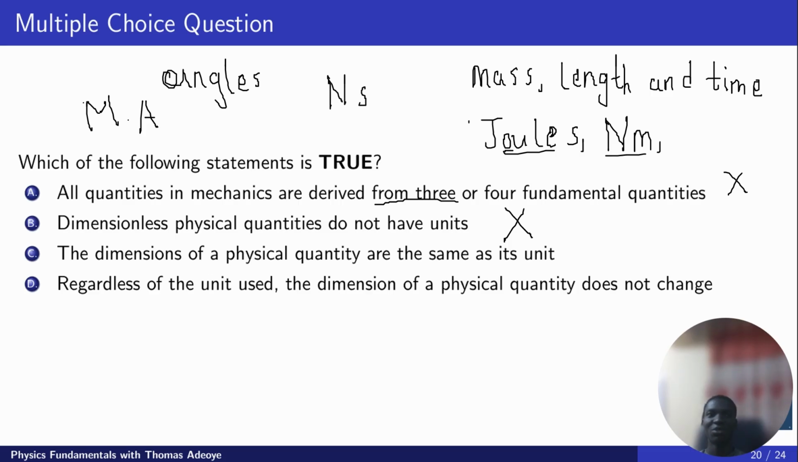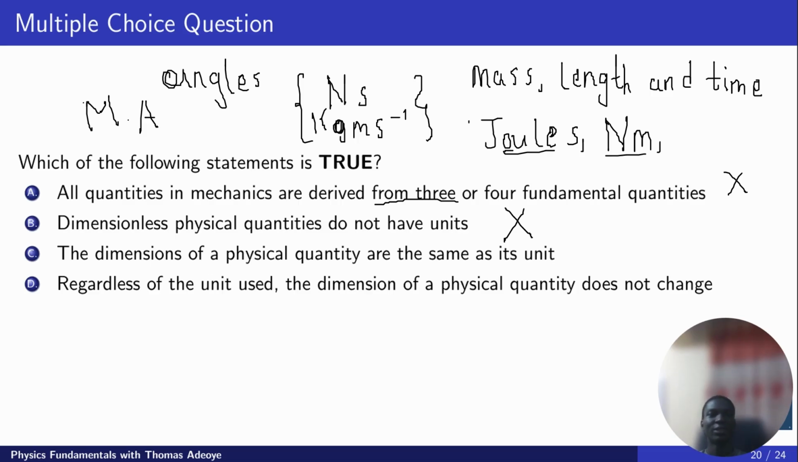Now momentum is mass times velocity, the product of the mass of a body and its velocity, in kilogram meters per second. You can see that the units are different, but they have the same dimension. So this is not true. The dimension of a physical quantity is not the same as its units.